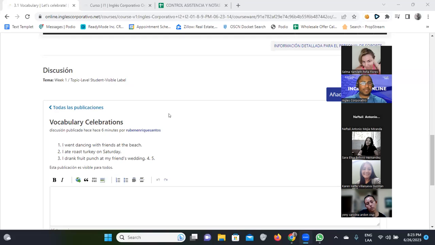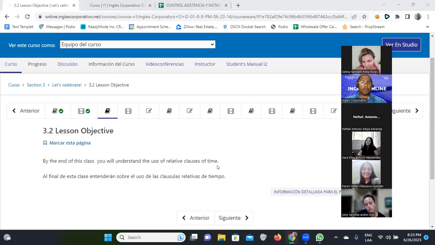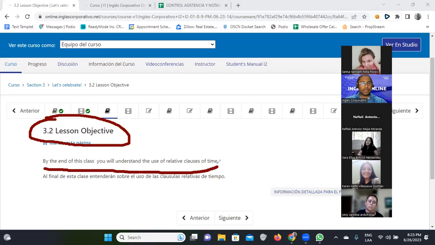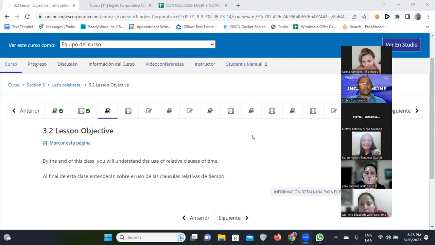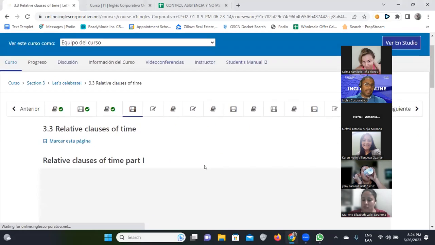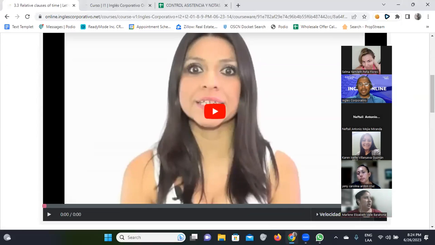Now, for the next activity, I would like for us to continue to section number 3.2. By the end of this class, you will understand the use of the relative clauses of time. Relative clauses of time. What does that mean? Relative clauses of time is when you say, for example, on the weekend, on Friday, every day, right? So it basically expresses the time.